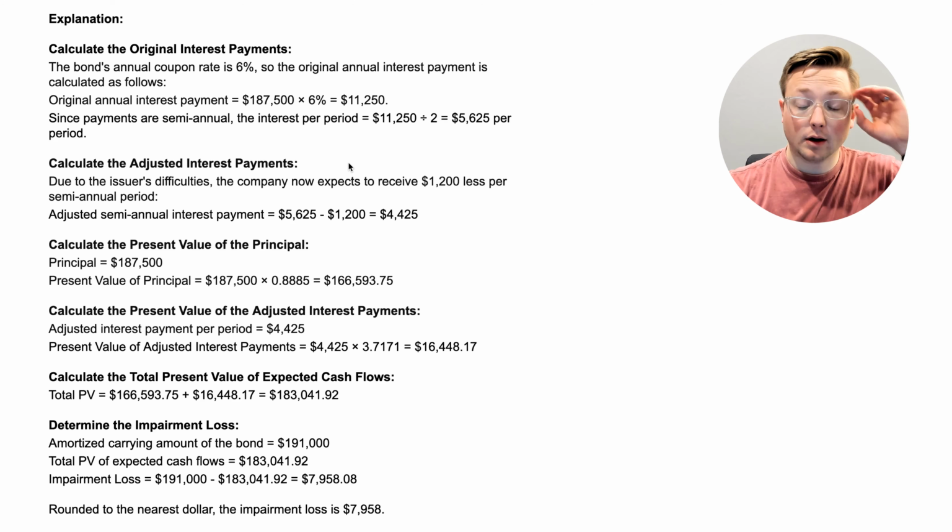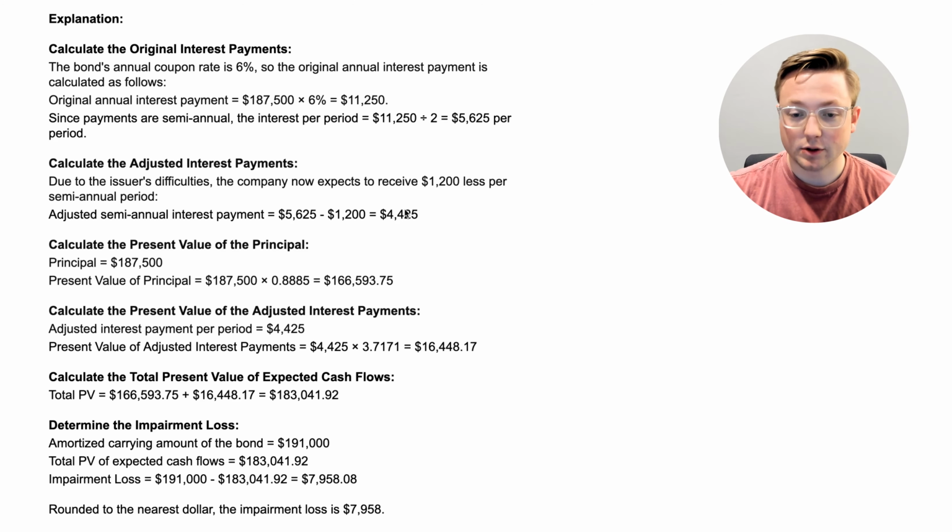And now that we also figured out up here the semi-annual adjusted interest payments, we can multiply those by the present value of the adjusted interest payments. That was the factor that we were given. We multiply it by 3.7171, and that gives us $16,448.17 of the present value of the interest payments for the rest of the periods. So we add that all together, $183,041.92. That is the expected present value of the future cash flows, or the expected cash flows. So now we can compare that to the amortized carrying amount of the bond, which was given to us, $191,000, and that gives us an impairment loss of $7,958.08, and you round that to $7,958.